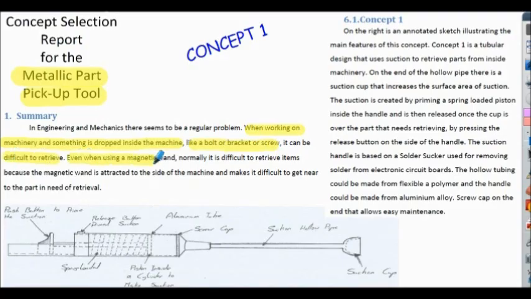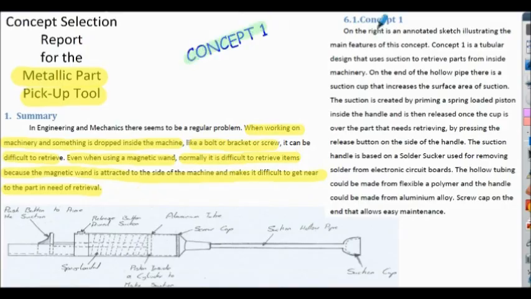Even when using what's termed a magic wand, it's normally quite difficult to retrieve the items because the magnetic wand is attracted to the side of the machine, which makes it difficult to get near the part needed for retrieval. So this was an alternative method of trying to extract bolts, etc. that have been dropped into machinery.